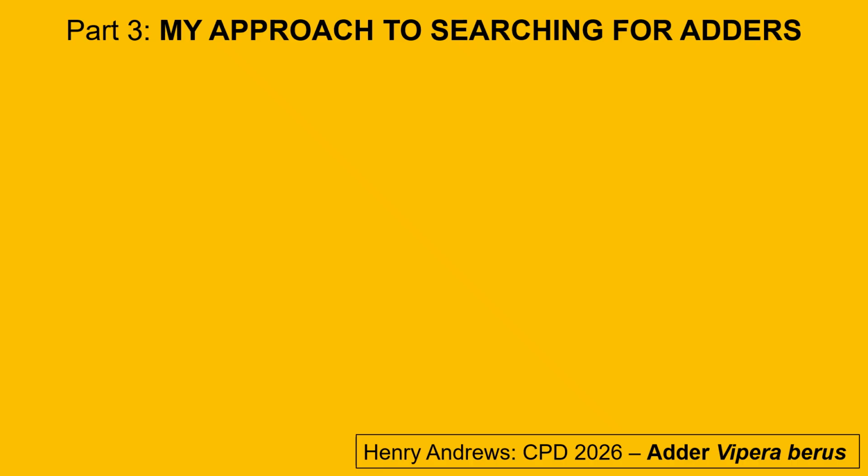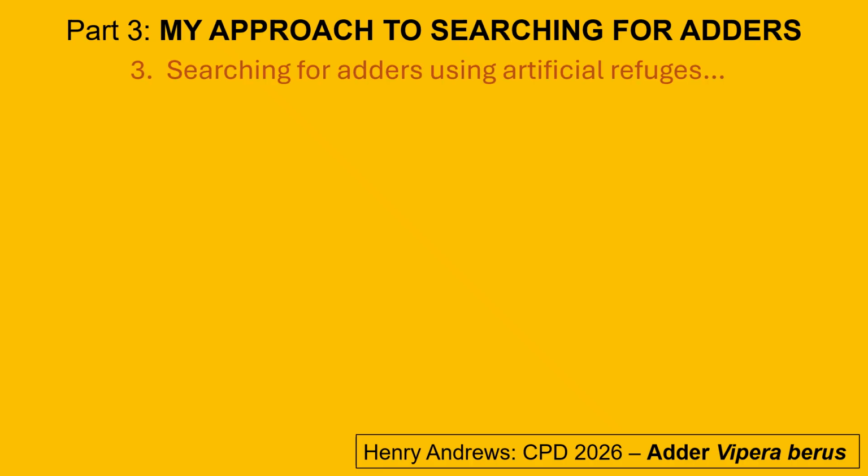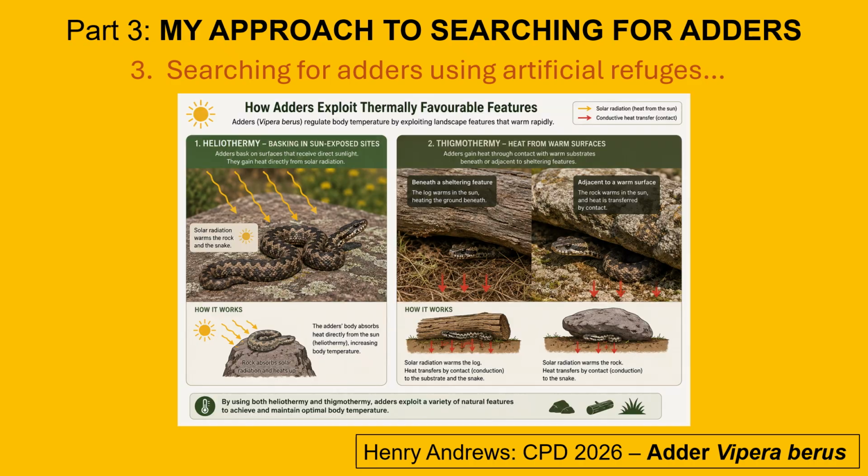So moving on, we come to my approach to searching for adders using artificial refuges. For those unfamiliar with the subject, adders exploit sun-exposed features that warm rapidly as basking sites, where they gain heat directly from solar radiation and by absorbing heat through contact with warm substrates, beneath or alongside sheltering features. Gaining heat directly from the sun by basking in the open is known as heliothermy. Gaining heat by resting against a warm substrate, such as under an artificial refuge, is known as thigmothermy.